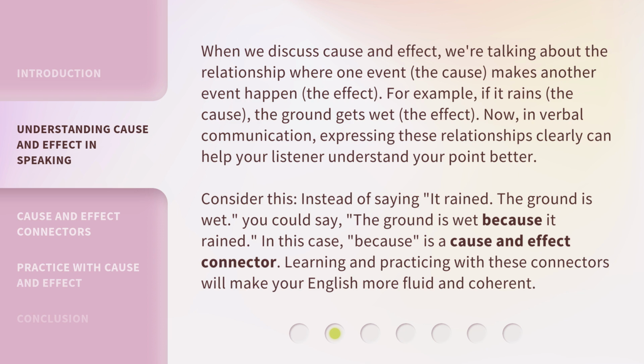Now, in verbal communication, expressing these relationships clearly can help your listener understand your point better. Consider this: instead of saying, "It rained. The ground is wet," you could say, "The ground is wet because it rained." In this case, because is a cause and effect connector. Learning and practicing with these connectors will make your English more fluid and coherent.